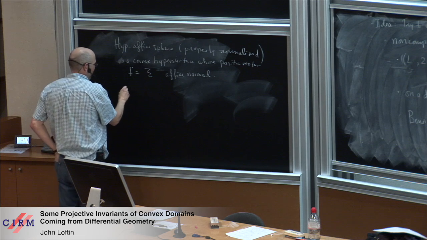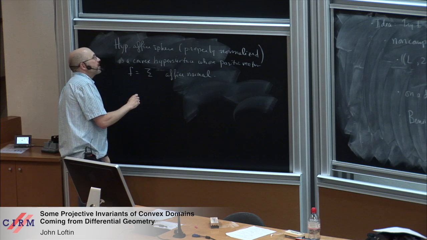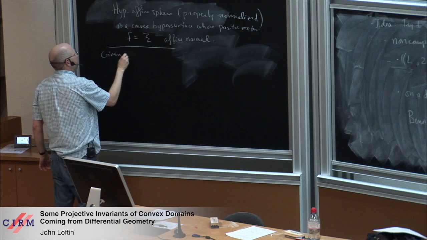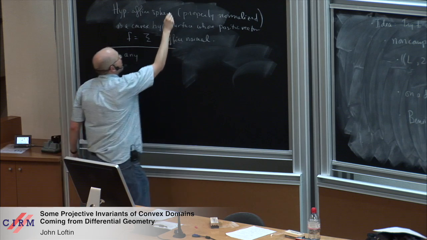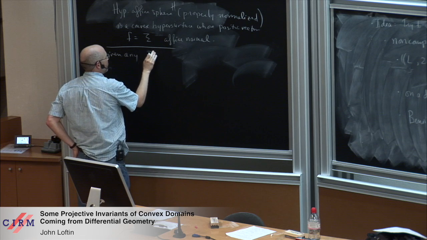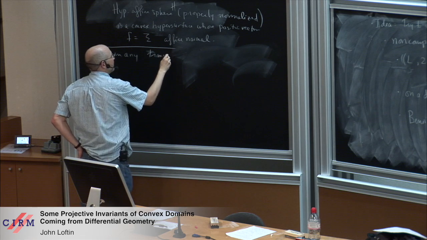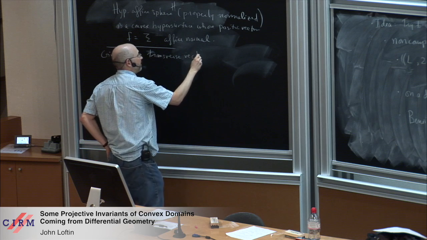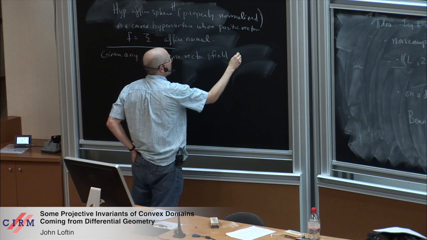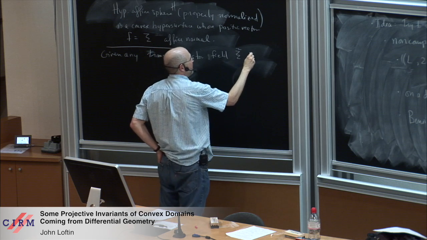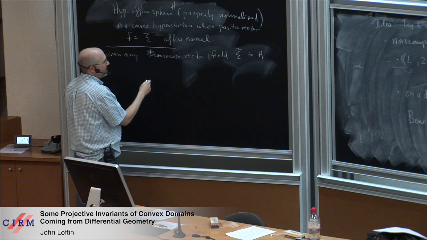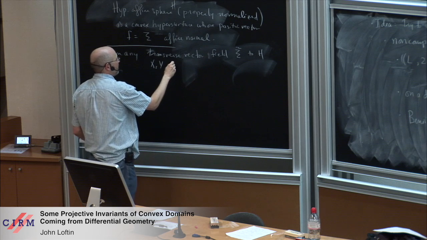So the affine normal is, given any, let's call this hypersurface H, given any transverse vector field C tilde to H, then you can play this game where X and Y are tangent vector fields.